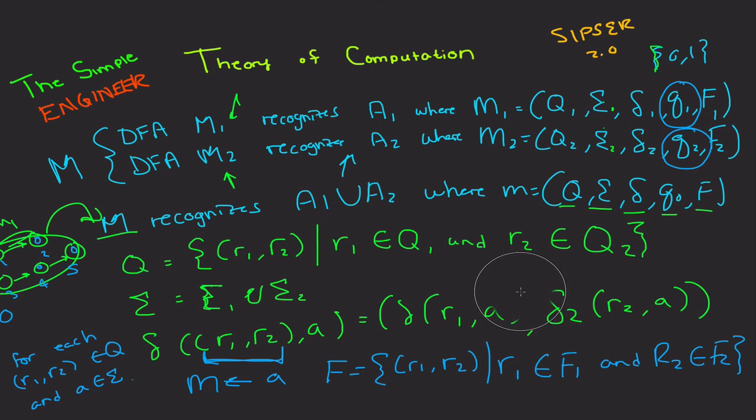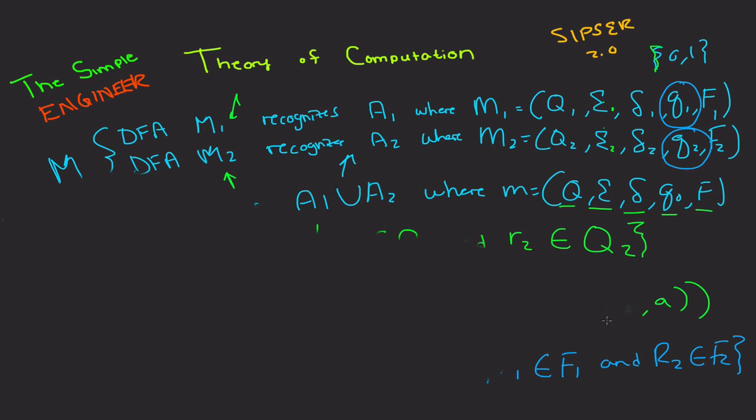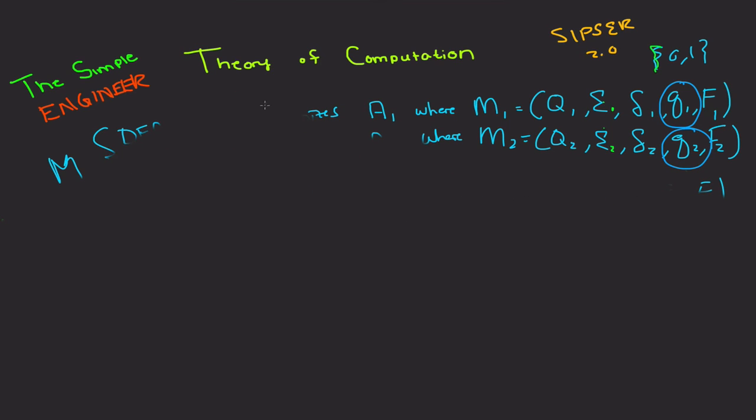So with these ideas in mind, what I really want to do is show you guys some examples of unioning two DFAs. Performing the union operation on two DFAs. So what we just did is basically the proof for the union of two DFAs. Now I want to show you the application of this, how we would go about doing it.